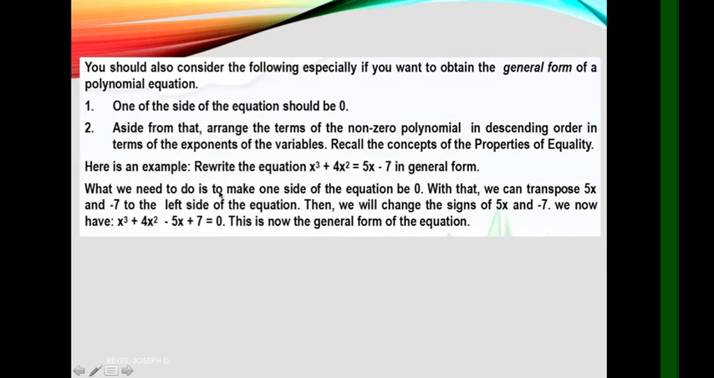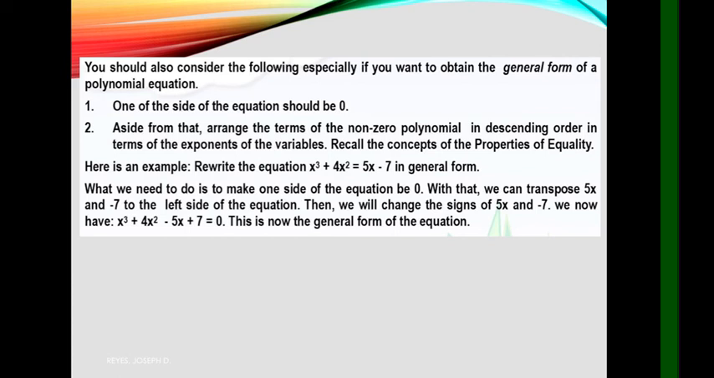You should also consider the following, especially if you want to obtain the general form of a polynomial equation. One, one of the sides of the equation should be 0. Two, arrange the terms of the non-zero polynomial in descending order in terms of the exponents of the variable. Recall the concepts of the properties of equality. Here is an example. Rewrite the equation x cubed plus 4x squared equals 5x minus 7 in general form.